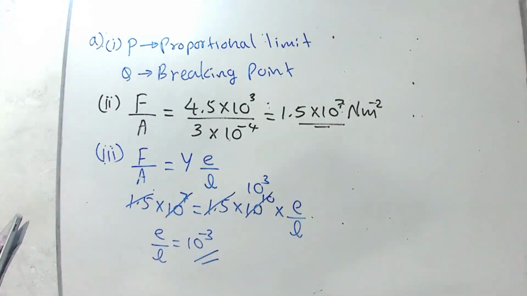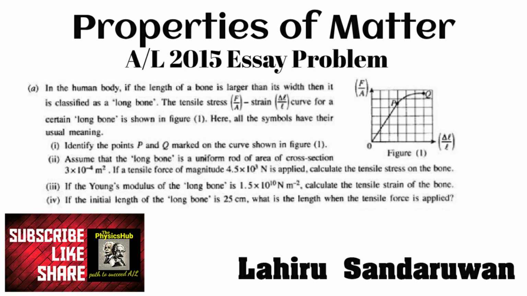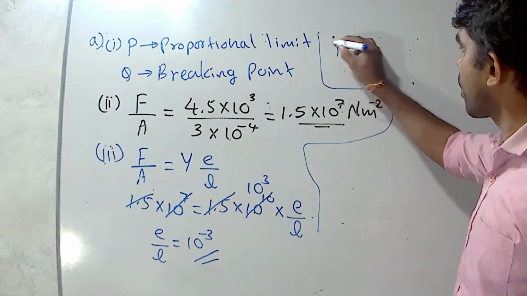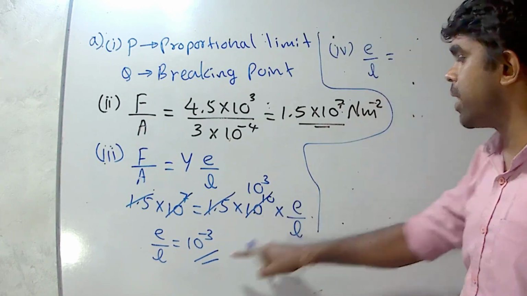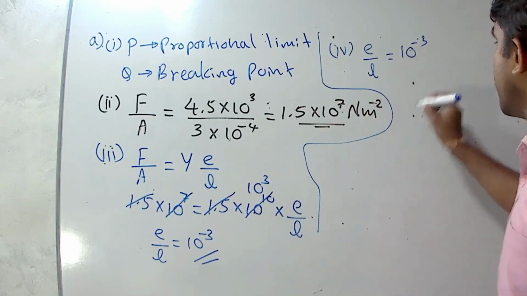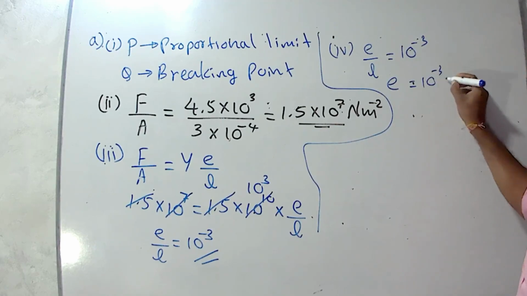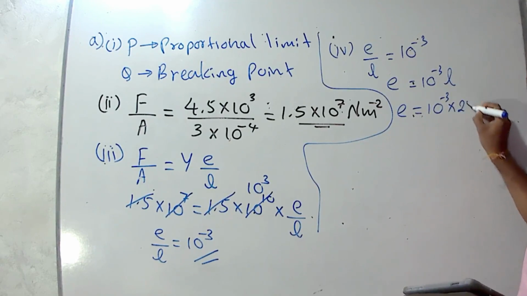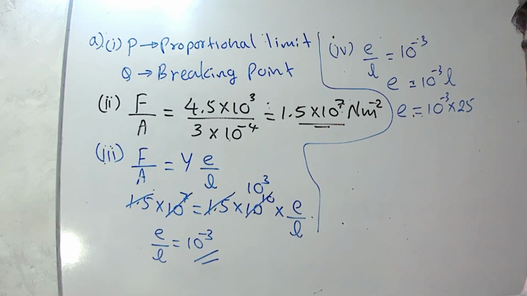In part 4, if the initial length of the long bone is 25 centimeters, what is the length when the tensile force is applied? Now, extension over initial length is 10^-3. Then extension is 10^-3 times the initial length, 25 centimeters. We can substitute in meters.